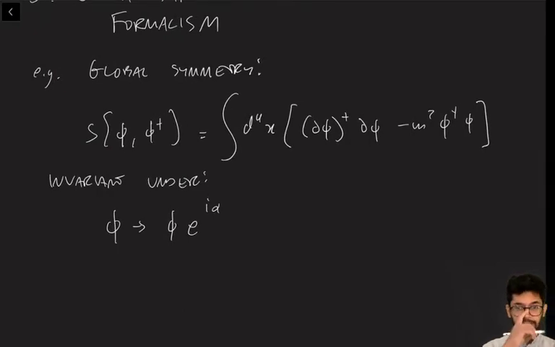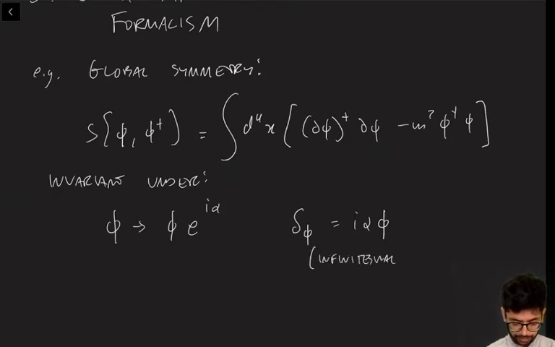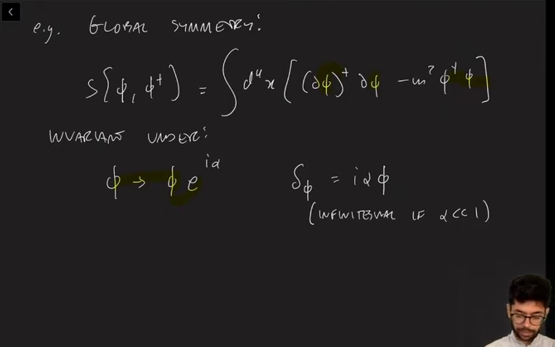And you can write this in an infinitesimal form. The infinitesimal form of this transformation is that delta phi equals i alpha times phi. So this is infinitesimal if alpha is much, much smaller than 1. And clearly, this phase rotation leaves this action invariant. Okay, so this is a simple example of what's called a U(1) global symmetry.